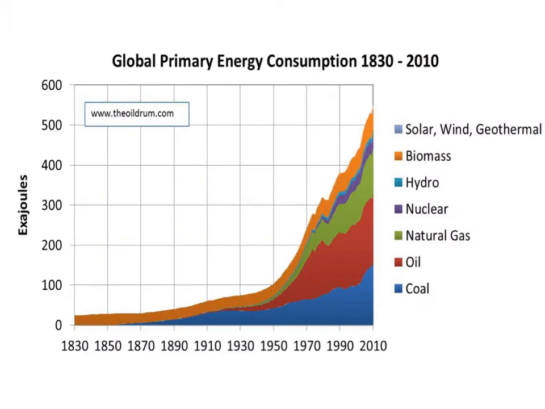Again, this graph displays world energy use over time by energy sector. And this graph includes biomass, hydro, and solar, wind, and geothermal energy as renewable energy sources. Clearly, these renewable energy forms represent a very small portion of world energy use relative to non-renewable fossil fuels, coal, oil, and natural gas.